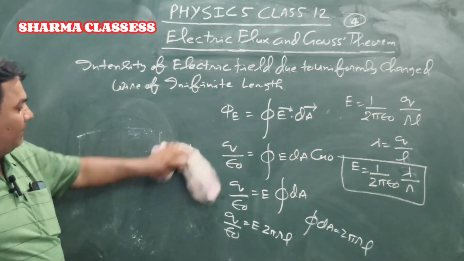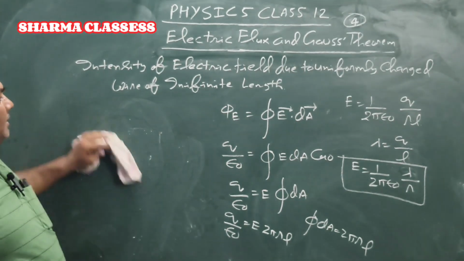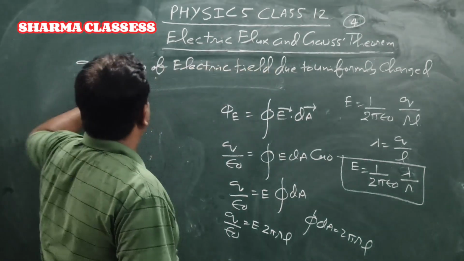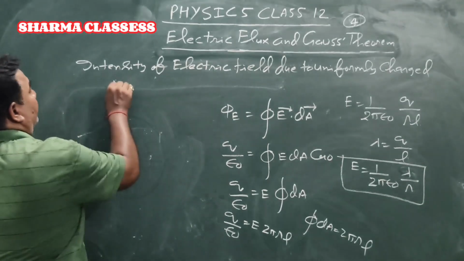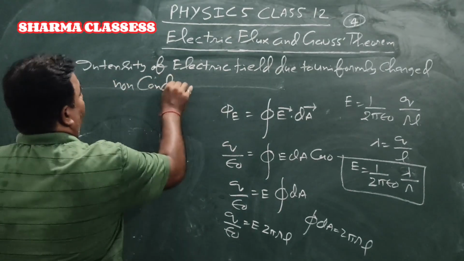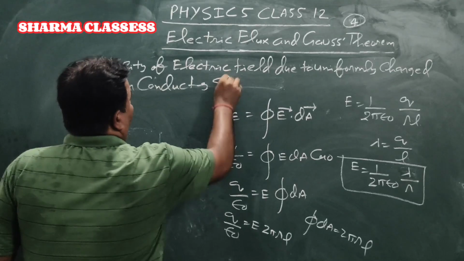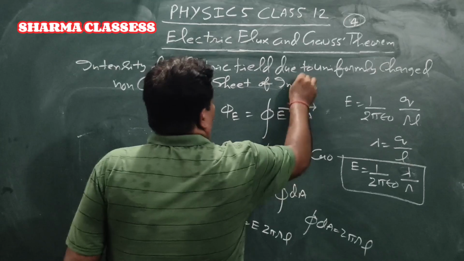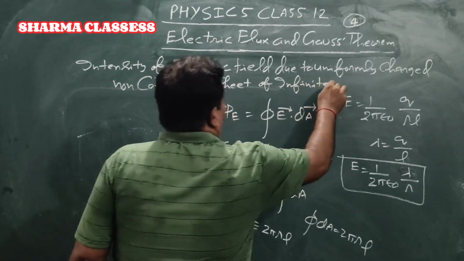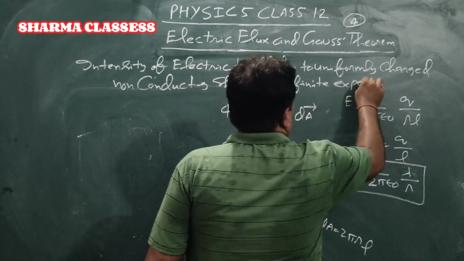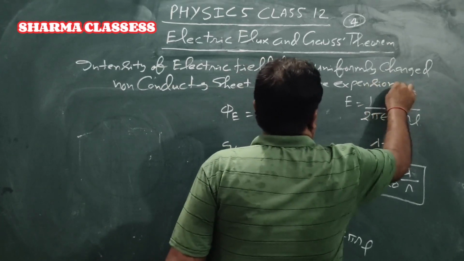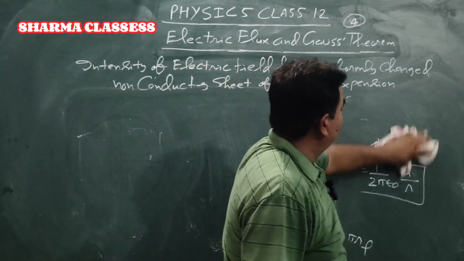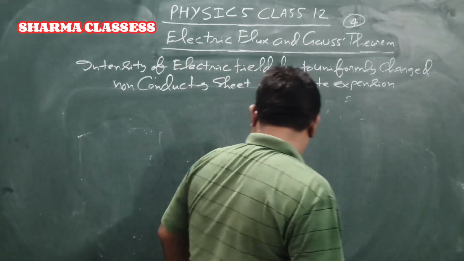the intensity of electric field due to a uniformly charged non-conducting sheet of infinite expansion. Infinite expansion means its length is infinite and its breadth is also infinite. That is a very important proof. These two proofs are very important.